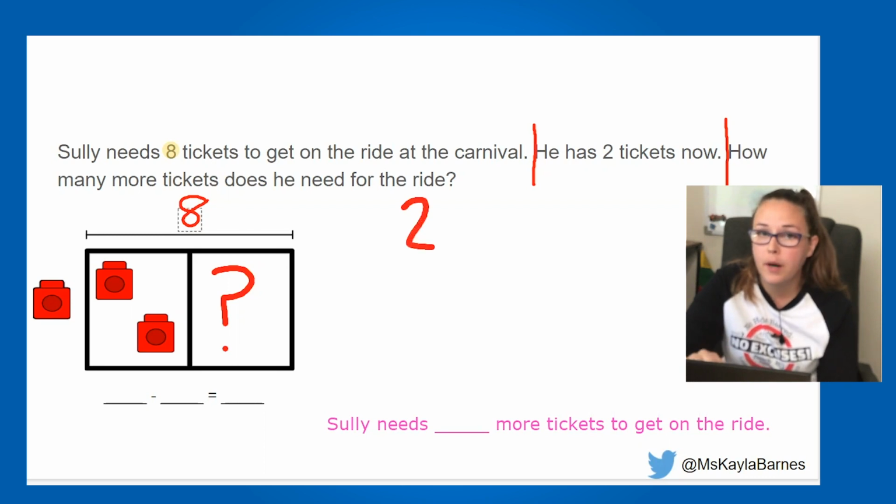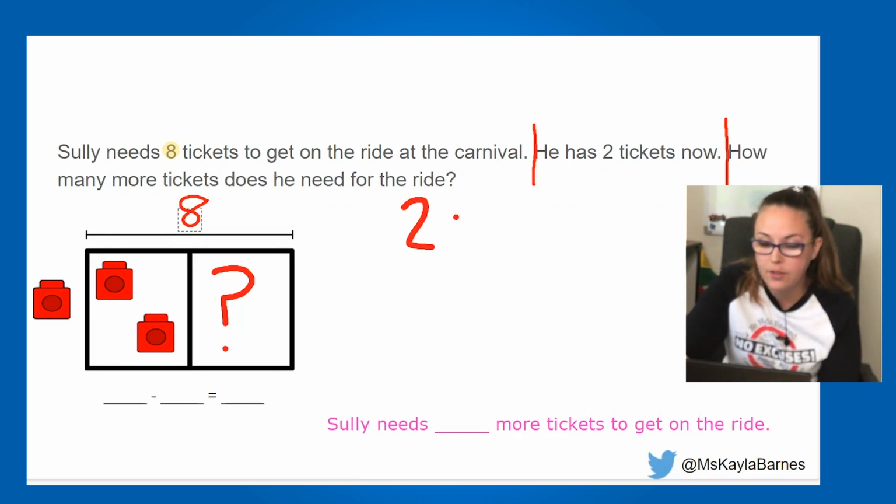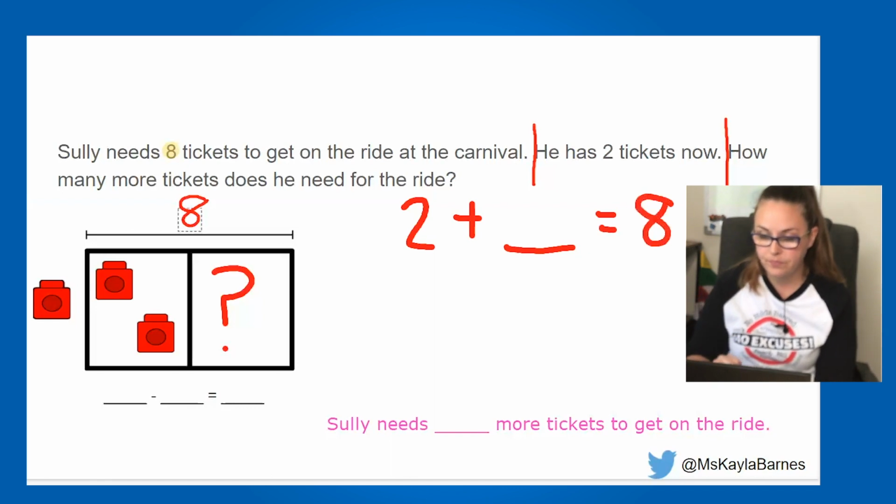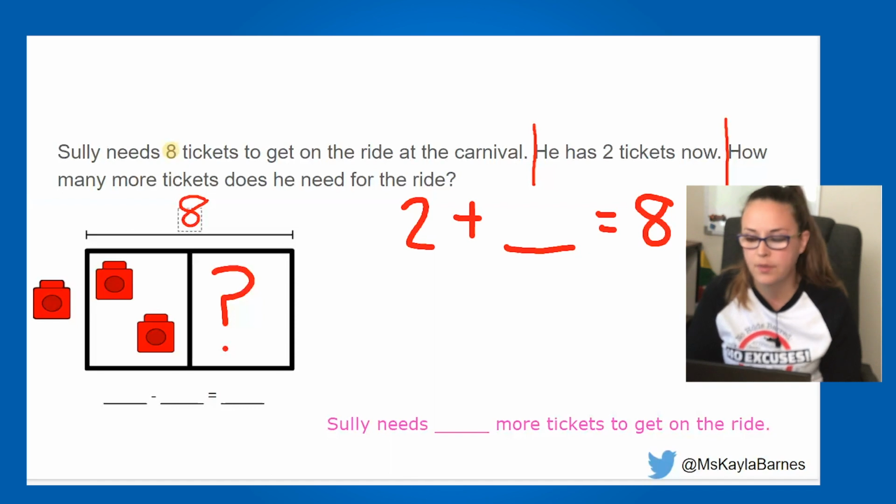And I know that with a part whole map I'm going to add the 2 boxes together, but I don't know how many is here yet. So I'm just going to put that line like we did in our sentence. That way we can solve for it in a little bit. And we know that 2 plus something equals the 8 tickets that Sully needs to get on the ride. So what do we do next?